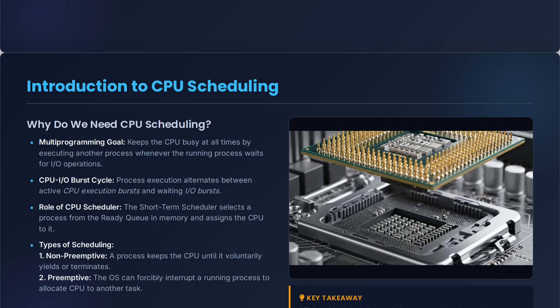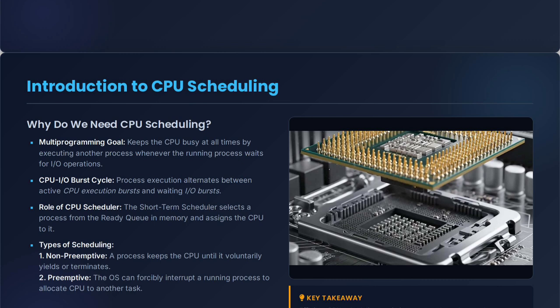First, the criteria to know if a CPU scheduling algorithm is good or bad. We measure them using CPU utilization, throughput, and so on. First, with multi-programming, the goal is to keep the CPU busy by executing another process whenever the running process waits for input output operations. CPU utilization means keeping the CPU as busy as possible, ideally 40% to 90%.